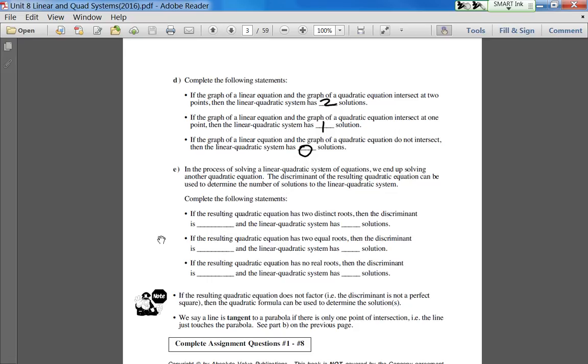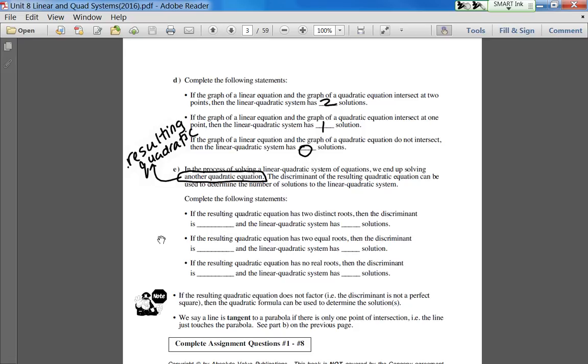Okay, in the process of solving a linear quadratic system, we end up solving another quadratic. Please highlight this. And over here, just put, we call this some resulting quadratic. It's not the original quadratic, and that's what sometimes the students get messed up with. It's not the original quadratic. So when you go to plug something back in, don't go to this. This is just the resulting quadratic from the algebra that helps you find the solution. Okay? It's just some other quadratic that you're going to solve that solves the original system.